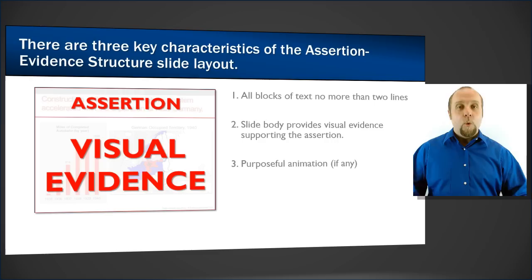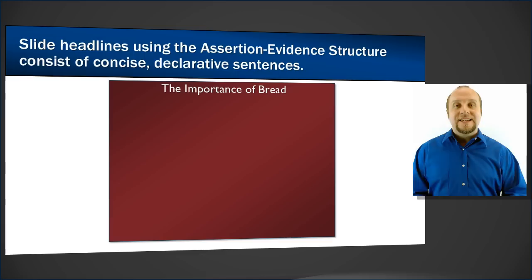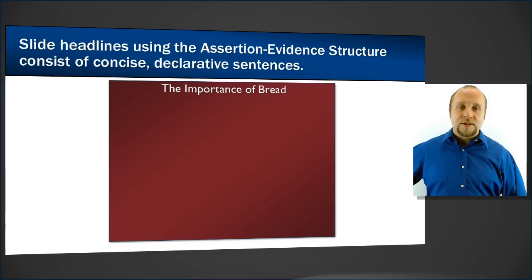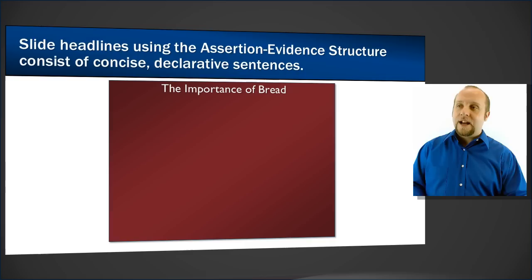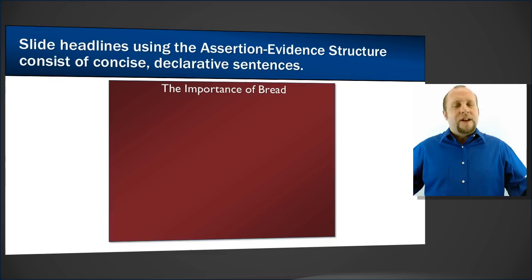One thing that you'll find when you first start using the assertion evidence structure is that it takes a little bit more time to carefully develop your assertion headlines. So for example, a typical topic subtopic slide might have a headline like "The Importance of Bread." Well, this is pretty weak because we don't have any idea what the slide is about. Why is bread important? Bread is important for what?